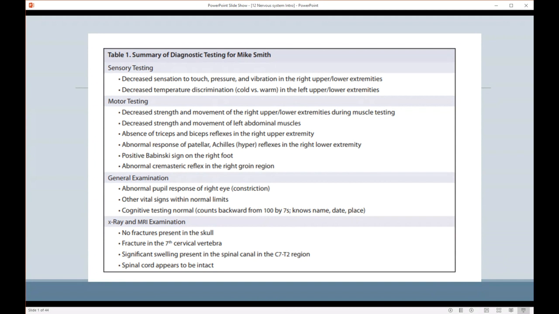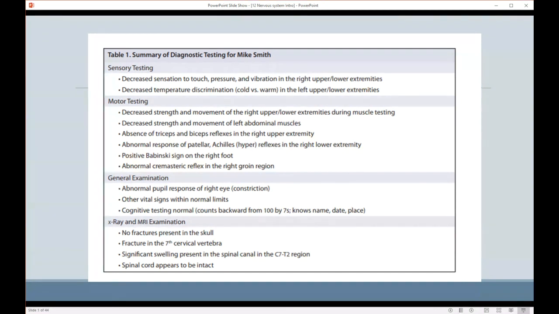Okay, they did cognitive testing. So cognitive testing is, are you aware of what's going on around you? Do you know what time it is, what place you're in? Are you oriented to the time, the place, and who you are? One of them was to count backward from 100 by sevens.